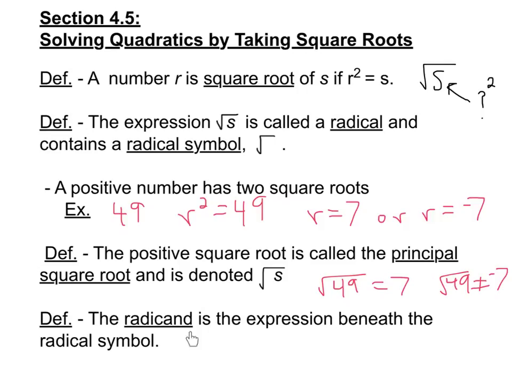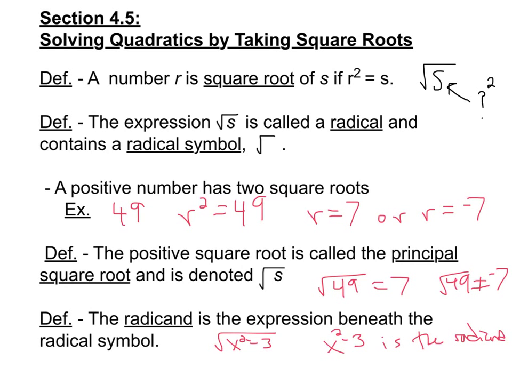And the last terminology is that the radicand is the expression beneath the radical symbol. So the stuff underneath here, the 49, the s, that expression is the radicand. If I were to make it a little more complicated, x squared minus 3, let's say, then the x squared minus 3 is the radicand. And that's how those terms work.